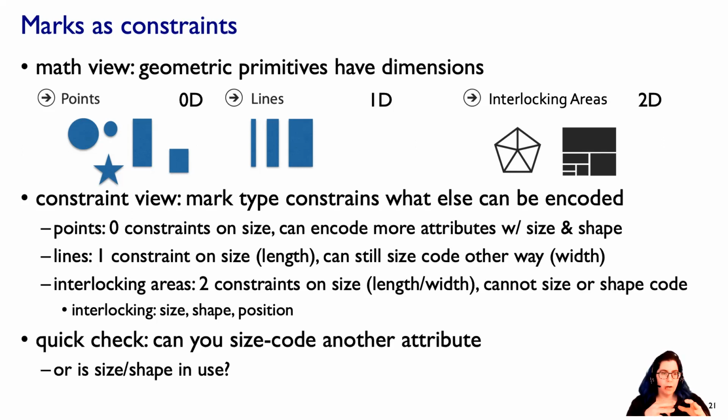So the quick check about is something a point mark, a line mark, an area mark is, could you size code another attribute? And if you could do any kind of size coding you want, it's probably a point mark. If you're constrained in one dimension but not the other, it's probably a line mark. And if you're completely constrained, so you can't really change the size and the shape or even the position, then you're probably dealing with one of these interlocking area marks. And we'll get some practice on these coming up. Not today in the asynchronous lecture, but when we next meet for the synchronous class, we'll work through some of these with the in-class exercises.